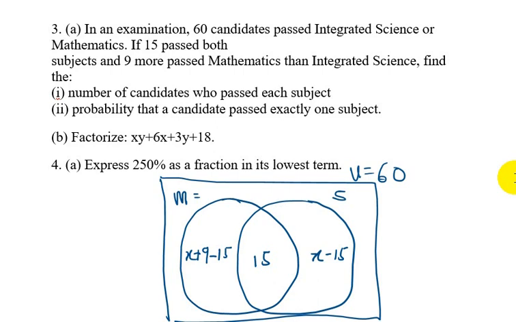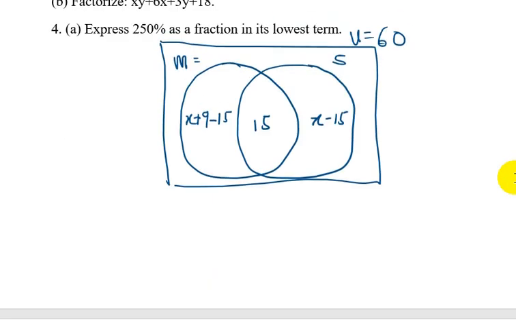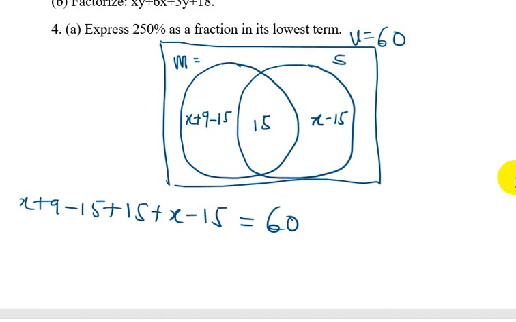Okay. So from there we can just add up to find x. So finding x, we are going to get x plus 9 minus 15, okay, plus another 15 plus x minus 15 being equal to 60. But this one, minus 15 and plus 15 will be 0, okay. Now x, we have one x here, we have another one here, so making 2x. So 2x being equal to 60.